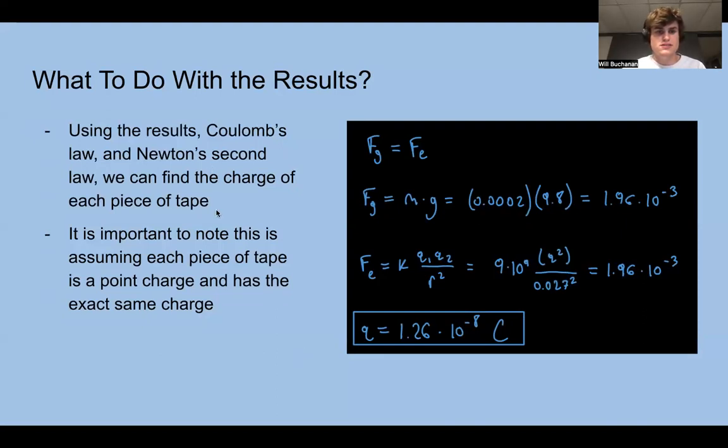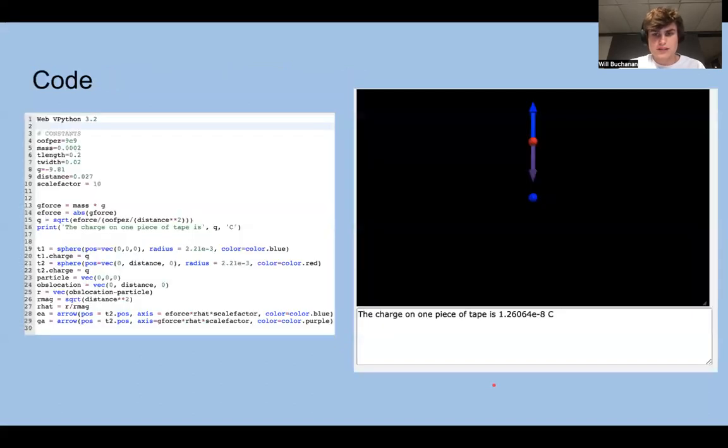So on this slide, we talk about what to do with the results. Using Coulomb's law and Newton's second law, we can find the charge of each piece of tape. Since we know the gravitational force is equal to the electrical force because the pieces of tape are not moving, we can find the gravitational force using the mass of the tape and gravity constant, then use that as our value for the total electrical force. And then we can solve for Q using Coulomb's law seen here. Once we solve for Q, that gives us the charge of each piece of tape, Q1 and Q2. We're assuming the charges are equal on each piece of tape, which is pretty reasonable, but maybe not entirely accurate.